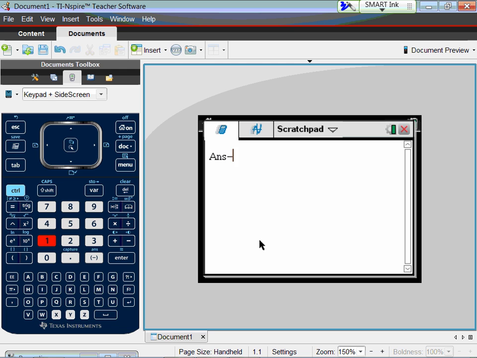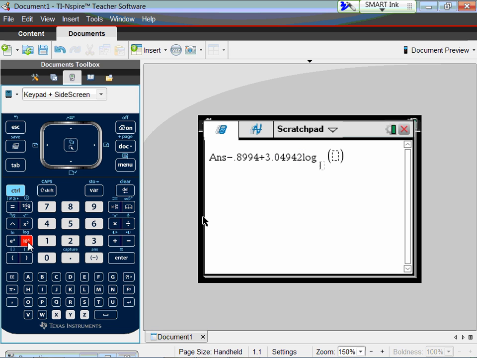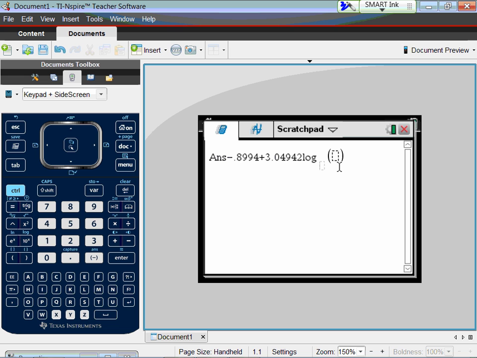So negative 1.8994 plus 3.04942. And we've got to find the log button. So control, and the log button's right here above the 10 to the x. Anytime you don't see a base, it's a base of 10, and then plug in 36.